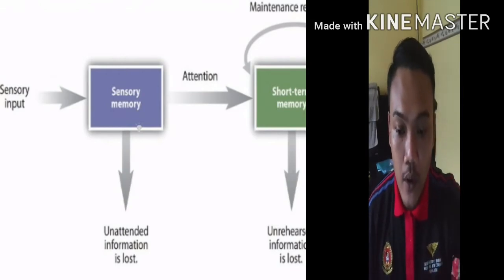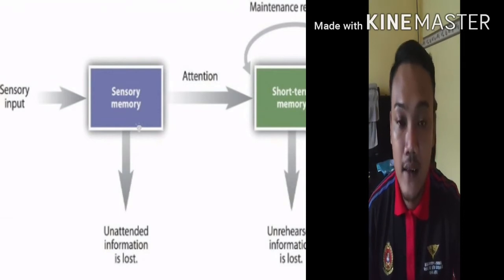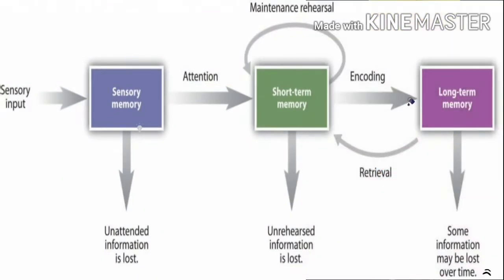Okay, so we're gonna move to the short term memory. As we know, short term memory, the function is continuous processing of information where information is actively worked on.